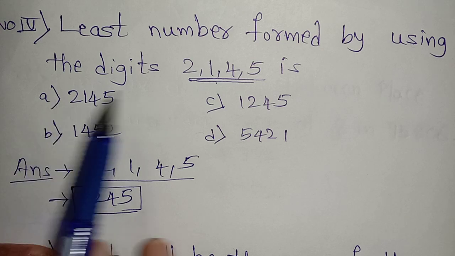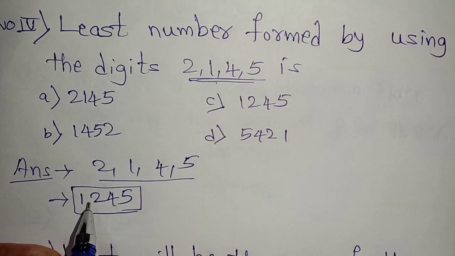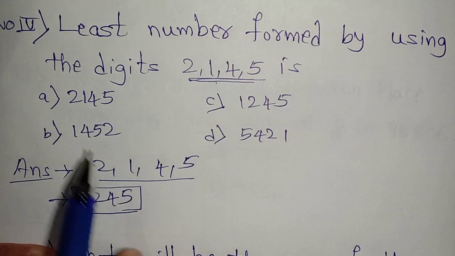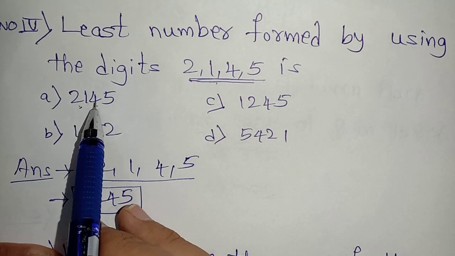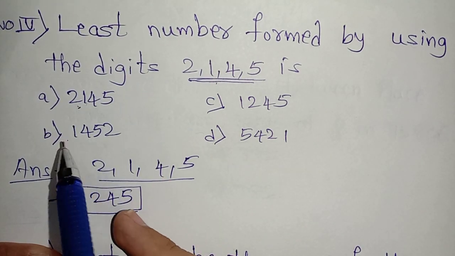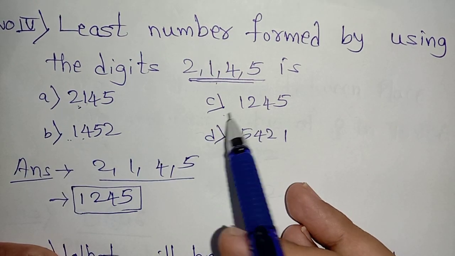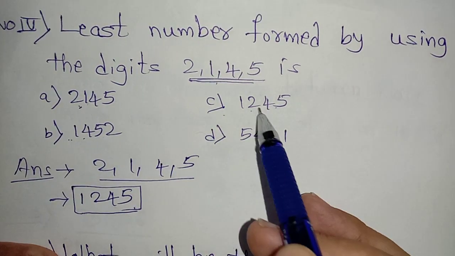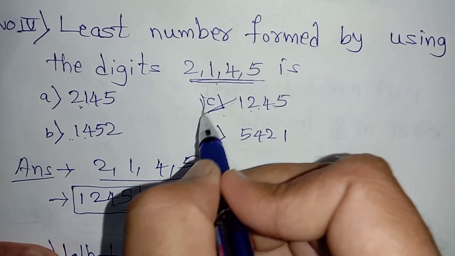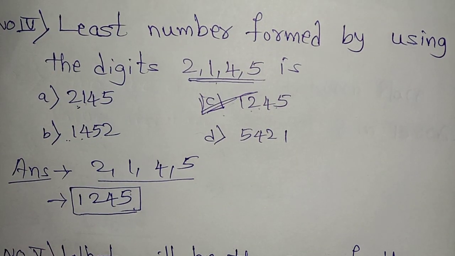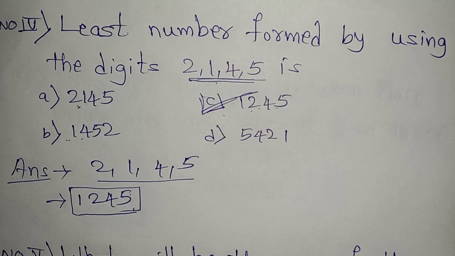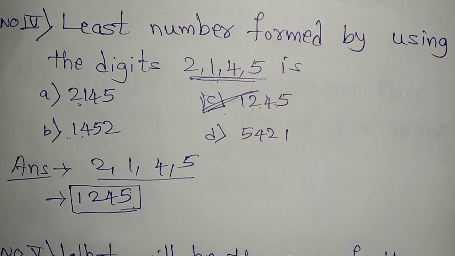So let's see in the options. 1245 is the answer. The first one 2145 is a wrong answer. The second one 1452 is also a wrong answer. Third option 1245, same, so this is the answer. Okay students, let's go for the next question.